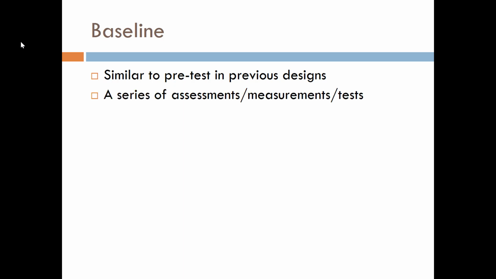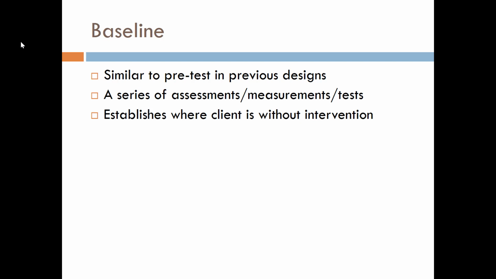Okay, so let's talk a little bit more about the baseline. It's similar to the pre-tests, as I mentioned in previous designs, like experimental and quasi-experimental, and really it's a series of assessments and measurements and tests just like we were going over before. Except here, we're establishing where the client is without the intervention. So how are they doing? If it's the self-esteem case, how are they doing with regard to their self-esteem? If it's depression, what's their level of depression before we intervene?